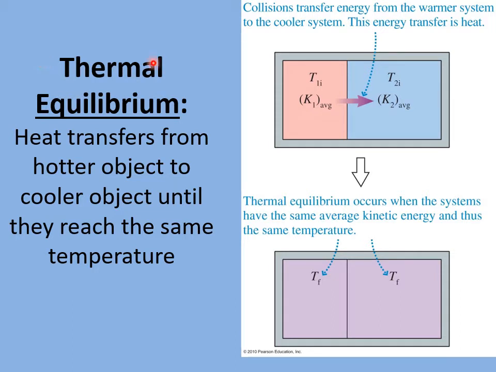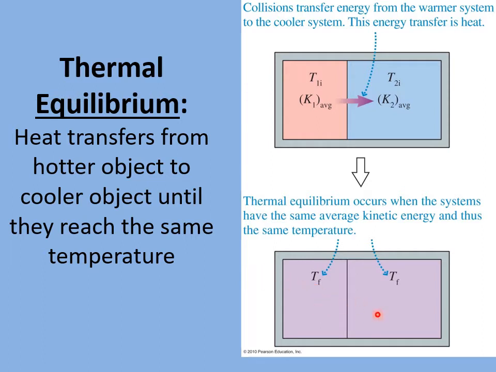So when we have a hot object transferring thermal energy to a cooler object, what happens if we just let this system keep running? The two systems will transfer energy from hot to cold until the temperatures of these two systems are the same. In other words, the hot object cools down because thermal energy is transferring to the cooler system. And the cool system over here on the right is, of course, warming up because it's gaining thermal energy. At some point, their two temperatures reach the same value. And this is called thermal equilibrium. Heat transfers from the hotter object to the cooler object until they reach the same temperature.